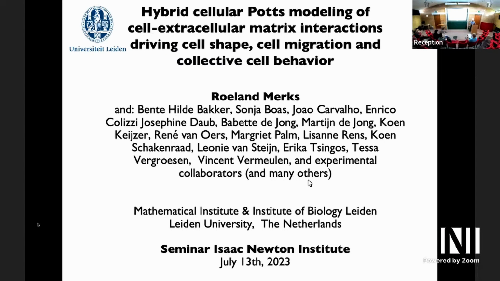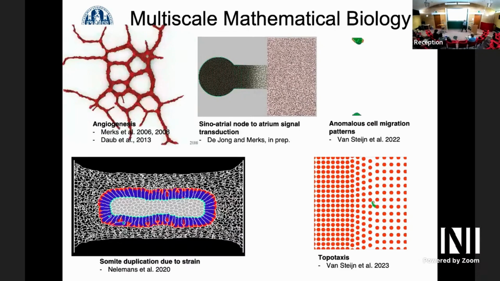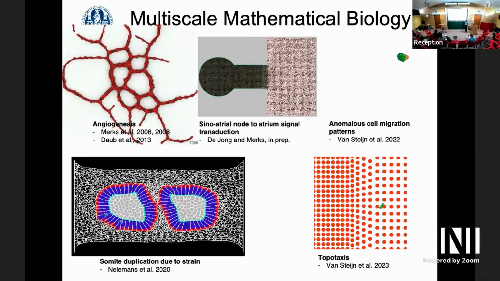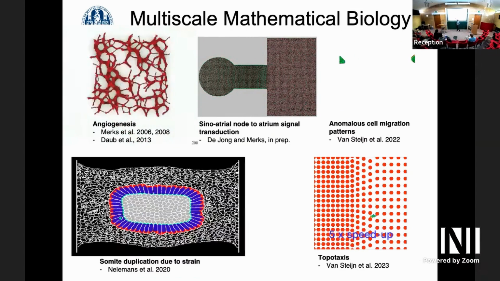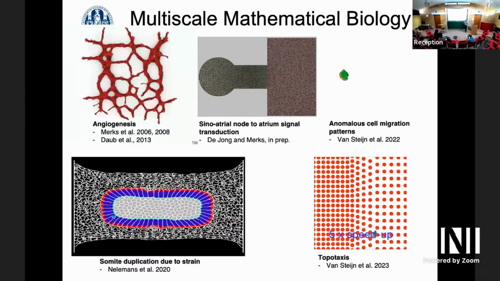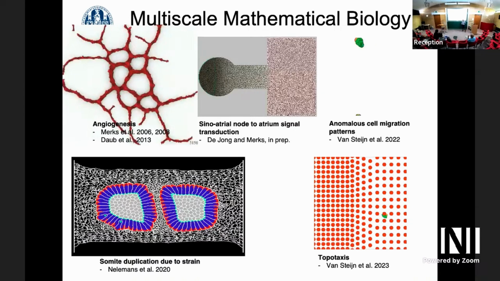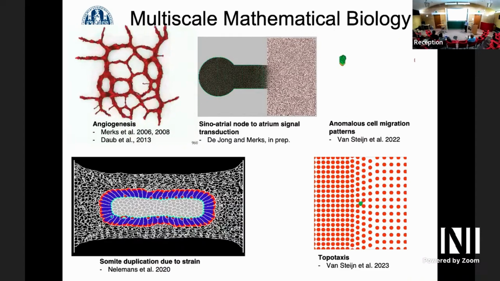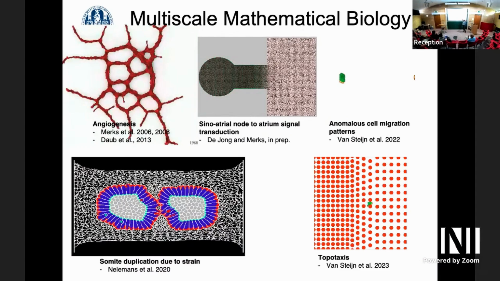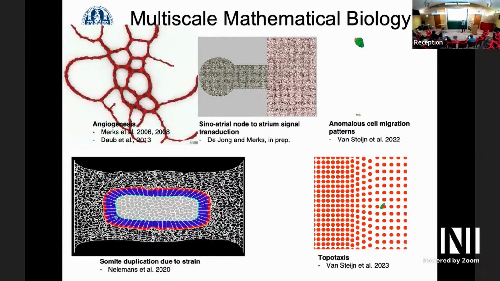So in my group, we work on what's called multicellular mathematical biology. We work on a range of topics, for example angiogenesis. I'm showing here a couple of examples, models of angiogenesis. We're currently also doing experimental work to validate these models. We're also working on the pacemaker or sinoatrial node cells and atrial cells in cell culture, trying to understand what the properties of the boundaries between those cells should be to get proper signal transduction and no exit block.